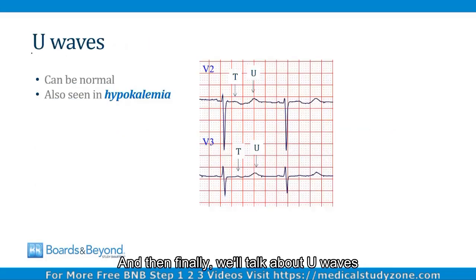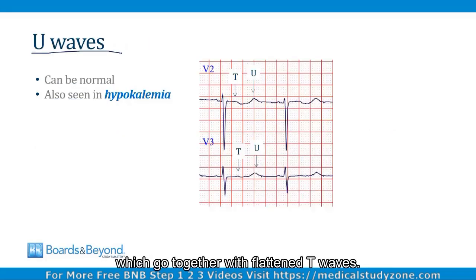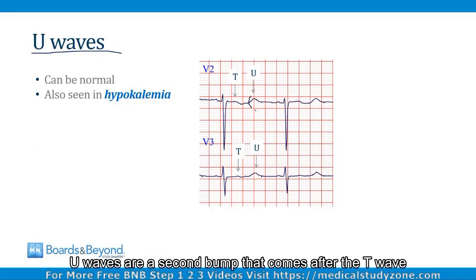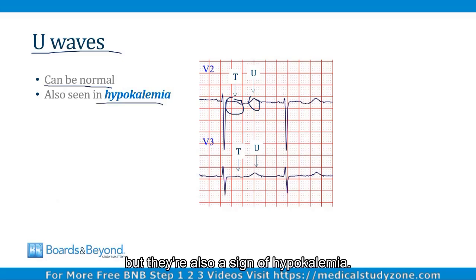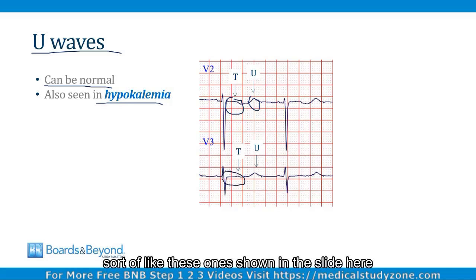And then finally, we'll talk about U waves, which go together with flattened T waves. U waves are a second bump that comes after the T wave, as shown in this example here, and they can be normal. If you look closely at a lot of normal ECGs, you will see U waves, but they are also a sign of hypokalemia. In the setting of hypokalemia, the T waves can get very flat, sort of like these ones shown on the slide here, and you can see a U wave as well.